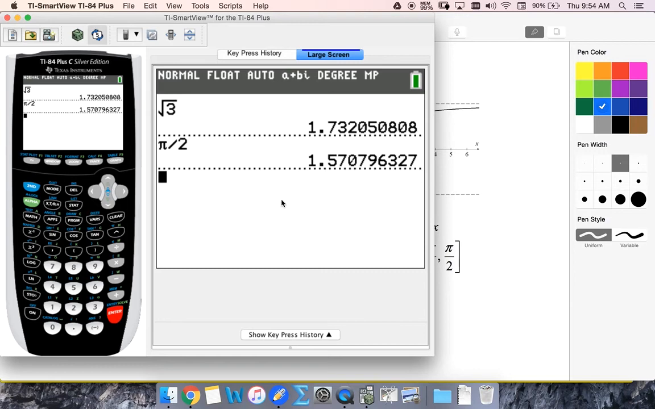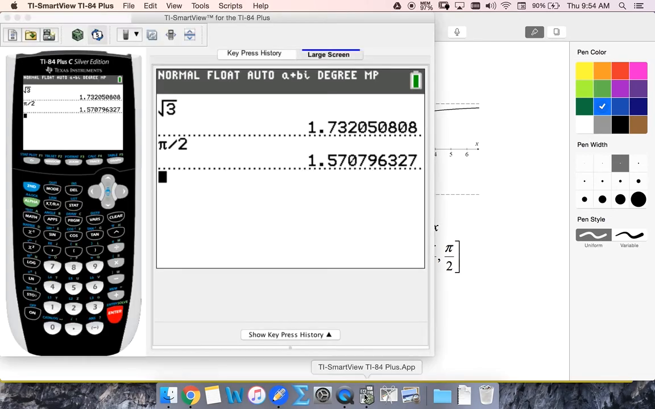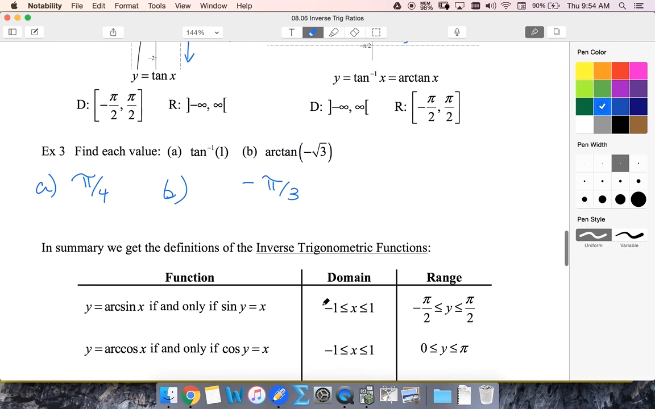All right. Negative root 3. What am I looking at here? Oh, sorry, negative root 3 is over here somewhere. So negative root 3, we're looking on the x-axis, 1.73, so around here. That's going to come down here. That's going to be the bigger of my angles. So we're down at negative pi over 3. All right, so there's some looking at arctan tan.